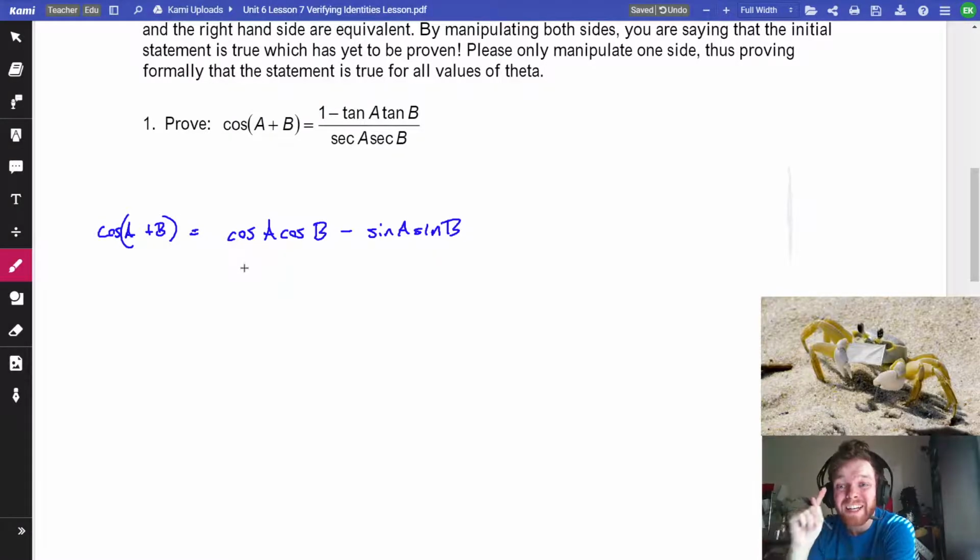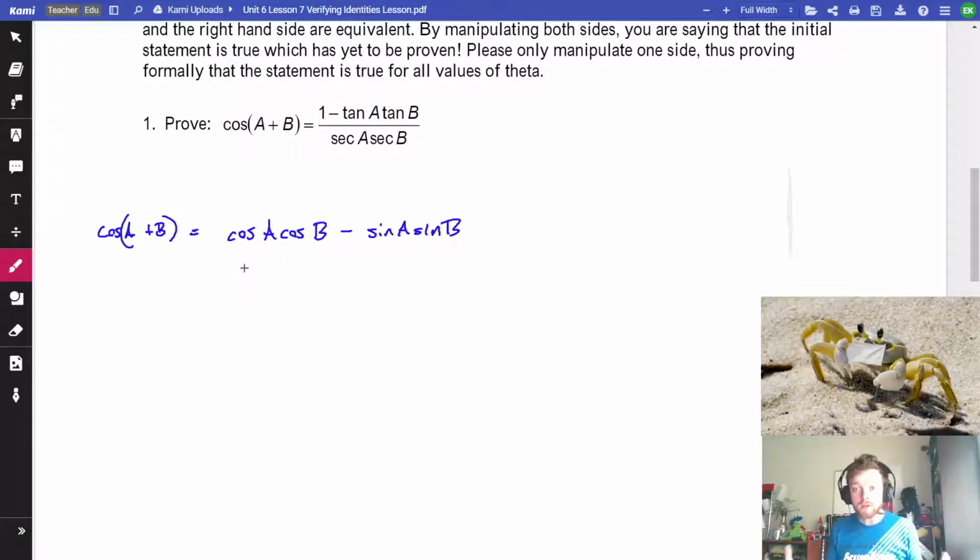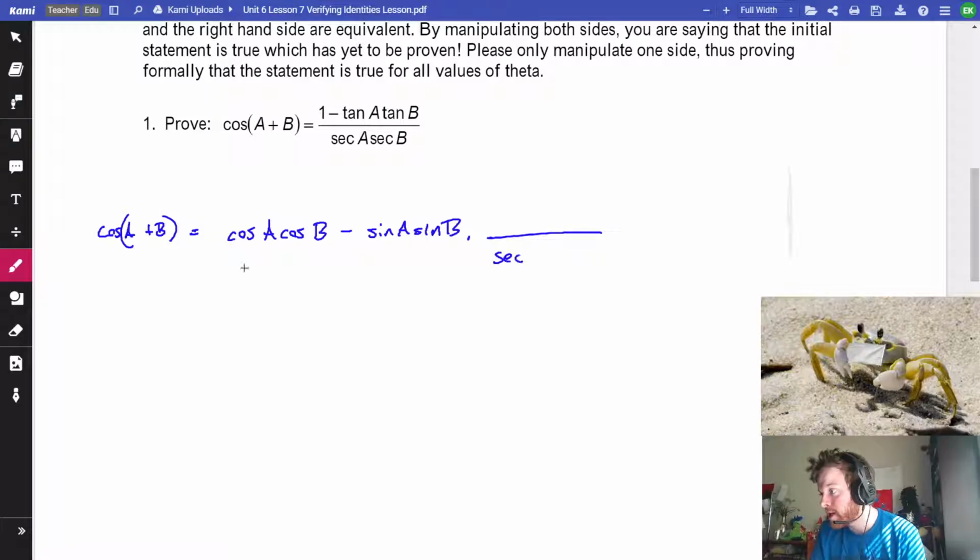All right, I want a secant A secant B in the denominator. I think I just figured it out. So what I always do, I just introduce it. Times secant A secant B. This is going to give me what I want in the denominator. But I can't just do that. This is algebra. I can't just weight down one side of the equation.